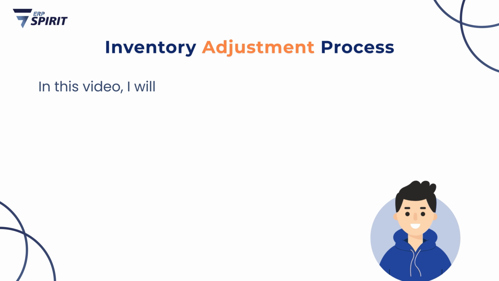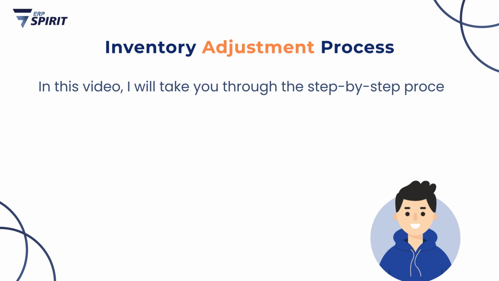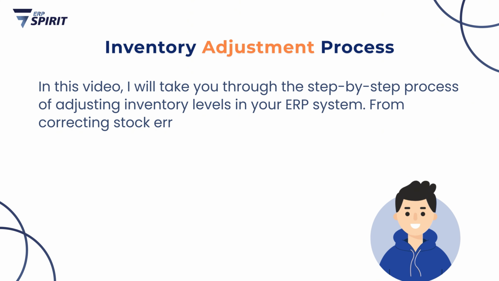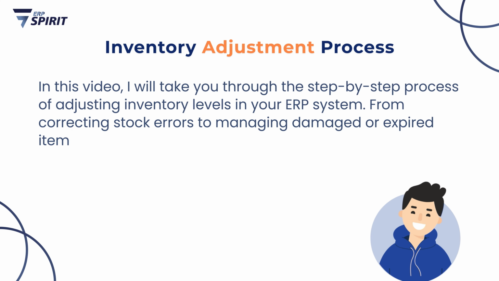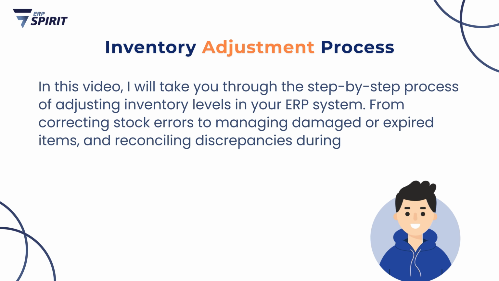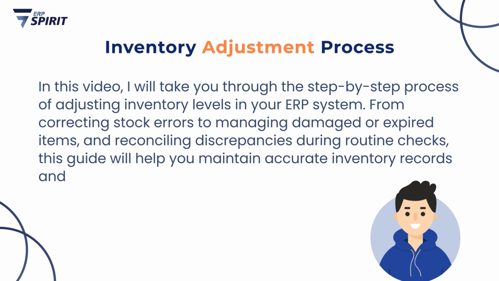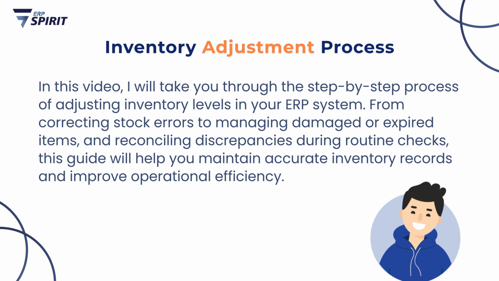In this video, I will take you through the step-by-step process of adjusting inventory levels in your ERP system. From correcting stock errors to managing damaged or expired items, and reconciling discrepancies during routine checks, this guide will help you maintain accurate inventory records and improve operational efficiency.